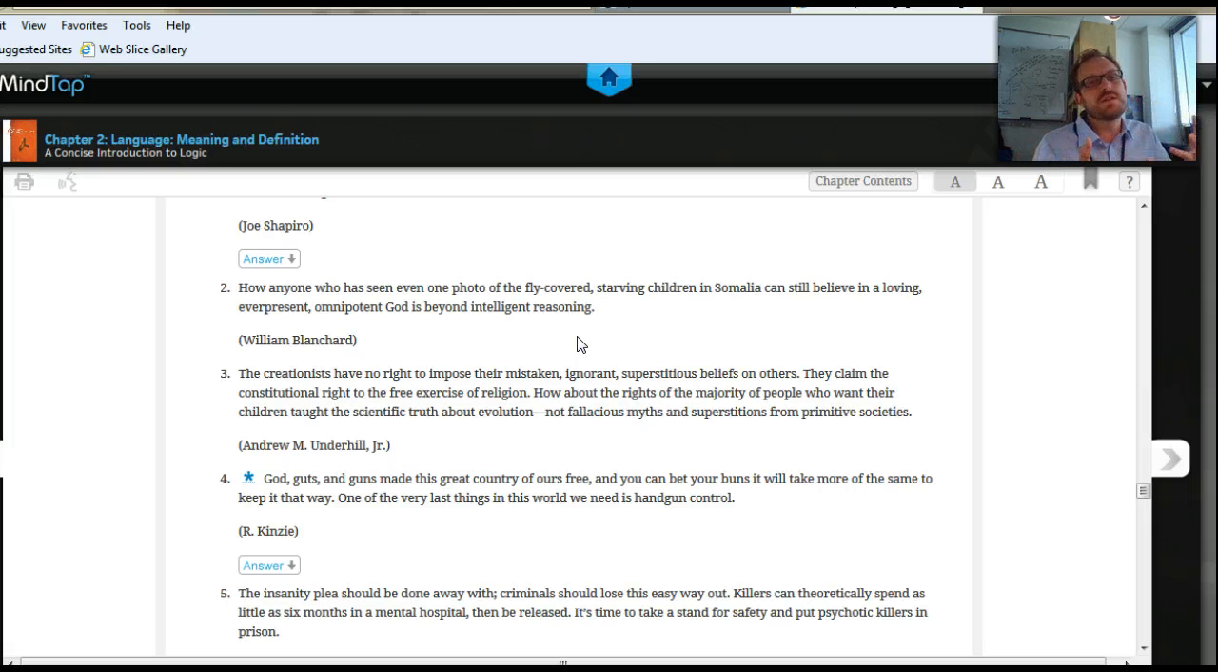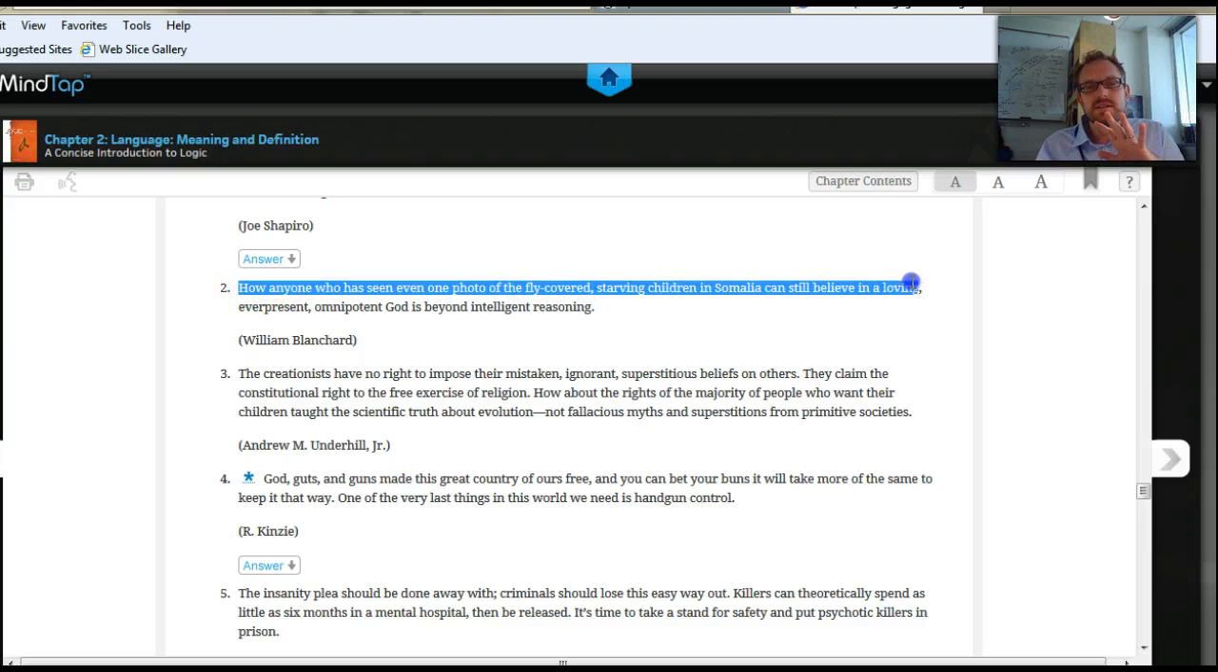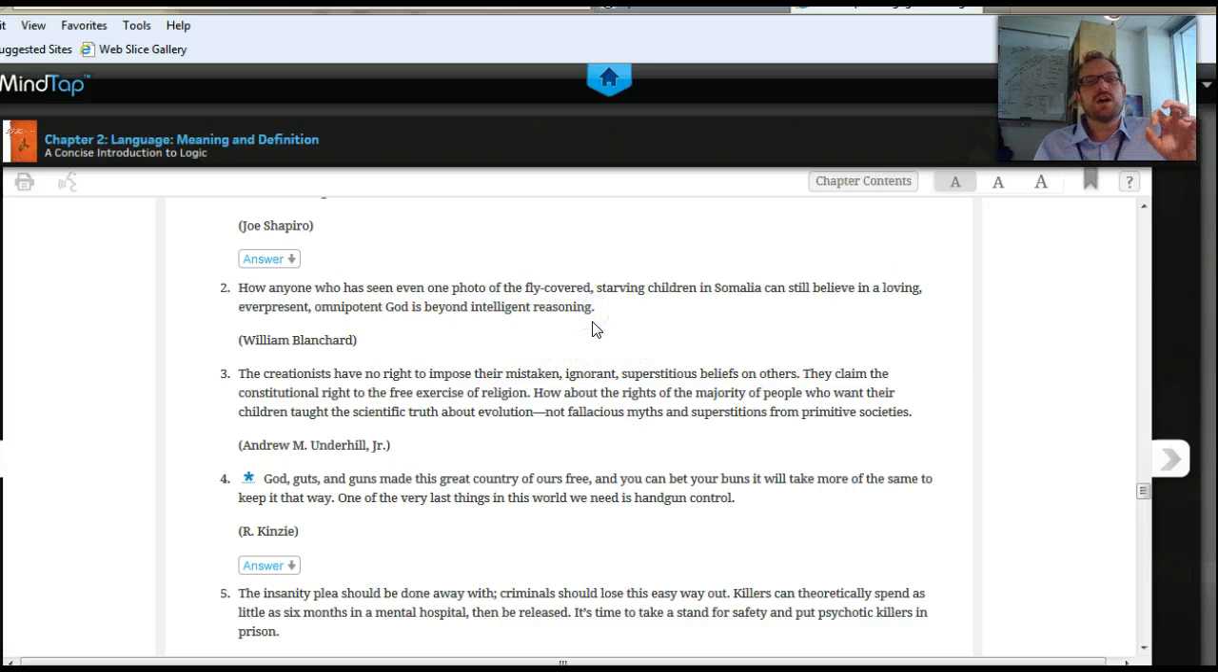Clearly there's a lot of emotive language here. Anything that starts with a question like, how can anyone who has seen starving children believe God is loving, right? A question automatically reveals that the assumption is that you should obviously agree with this. Now, I don't think that's sufficient. What is the actual argument here?